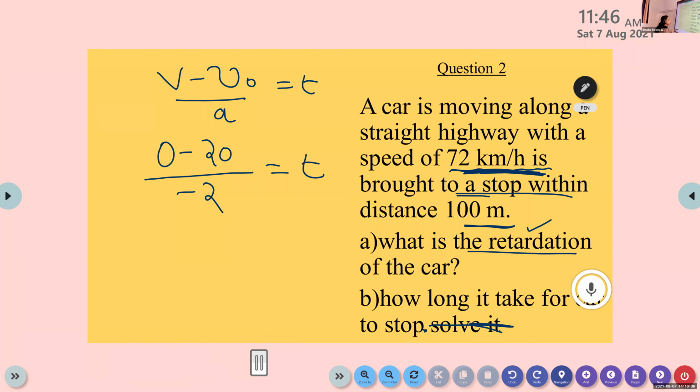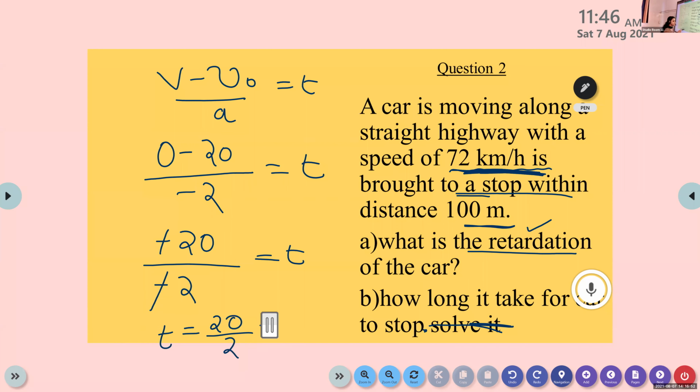We know that 0 minus 20 is equal to minus 20, divided by negative acceleration, that is minus 2. That is equal to t. So this minus and this minus cancel. So we have t is equal to 20 by 2. What is 20 by 2? 10 seconds. So the car will take 10 seconds to stop.